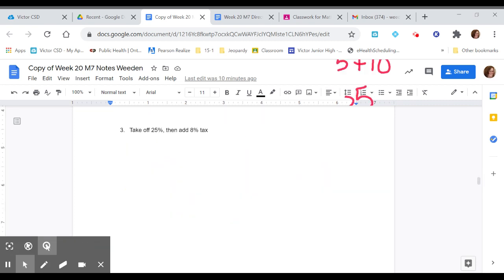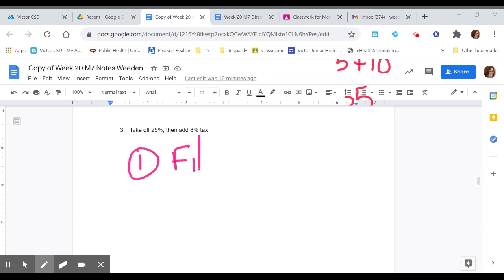This next type of problem is a two-step one. And I just want to point out that if you take off 25% and then add an 8% tax, you have to do it in two steps. Okay, so you first have to take off the 25%. So when you take off 25%, you chop off 25%, you're at 75%. Okay, so step one is you would find 75% and then use that answer and add on the 8% tax.